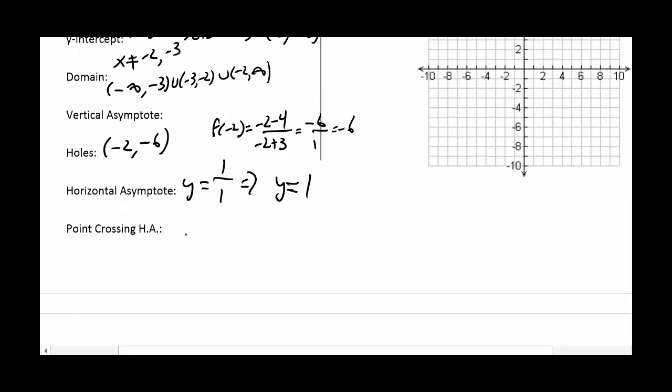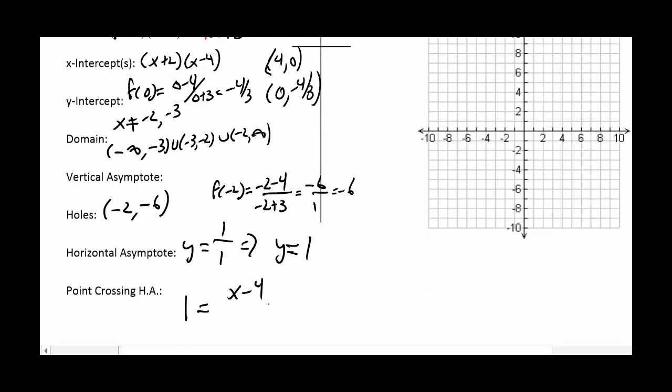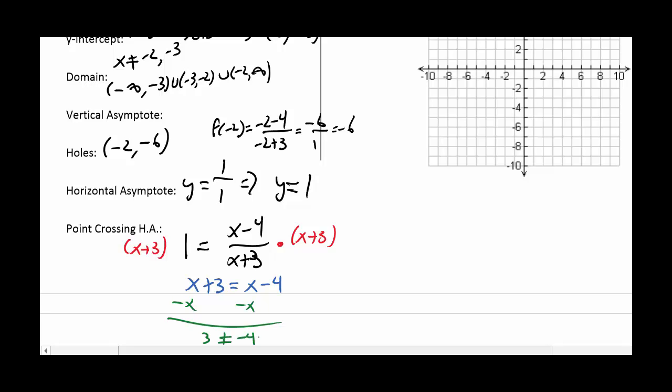Point crossing that. Okay, so we're going to take the HA and set it equal to this reduced form, x minus 4 over x plus 3. And we're going to multiply both sides by x plus 3. So distribute that, and I get x plus 3 equals x minus 4. Now, hopefully you'll catch that when I try to get the x's together, I get something that just isn't true. So it does not cross the HA.